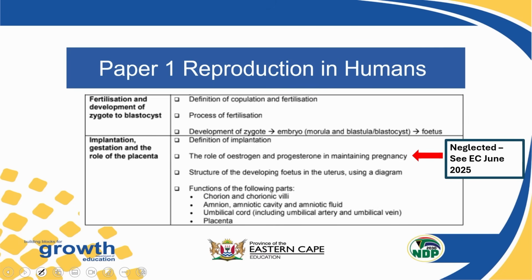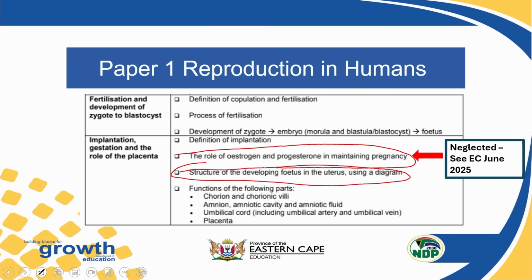Another problem with not following your guidelines is you tend to neglect certain topics. For instance, the structure of the developing fetus in the uterus using a diagram, and the roles of progesterone and estrogen in maintaining pregnancy. Okay? These are not being learned. Refer to your East Cape 2025 question paper. All right, look at the marking guidelines. It gives you a nice explanation of the role of estrogen and progesterone in maintaining pregnancy.